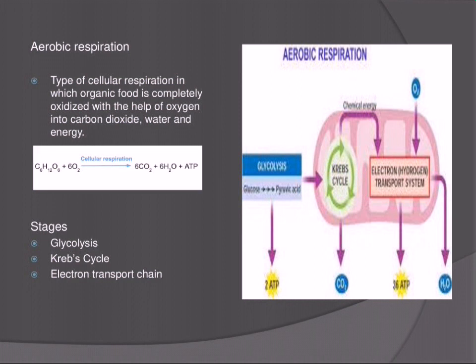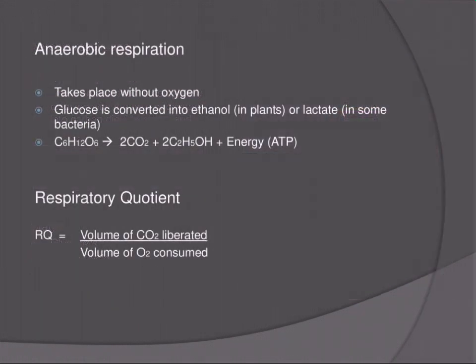This electron transport system oxidizes NADH2 and FADH2 into NAD plus and FAD plus ions, and when these travel through the system, they produce energy. This energy gets trapped by ADP to synthesize ATP, and this ATP is the energy required by the plant body. In all these reactions, oxygen is required. At the final stage, oxygen gets reduced to water, H2O. So this is your aerobic respiration.